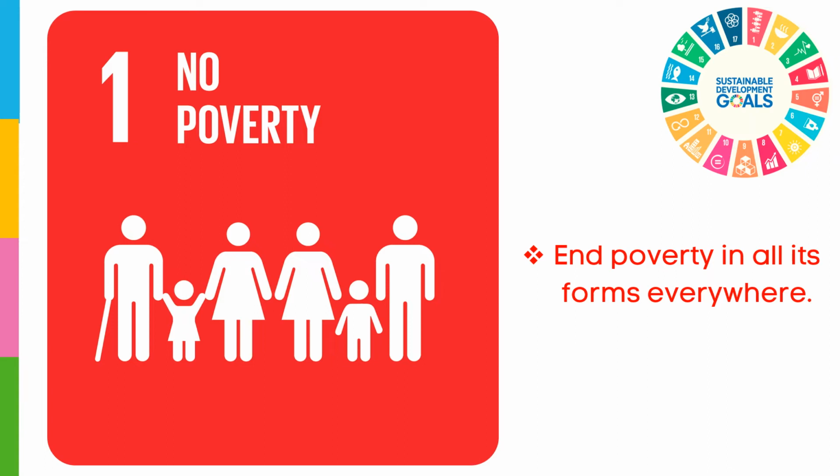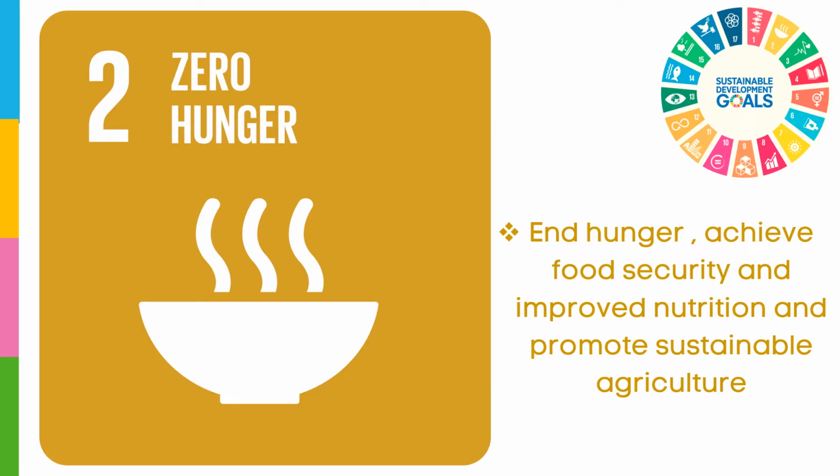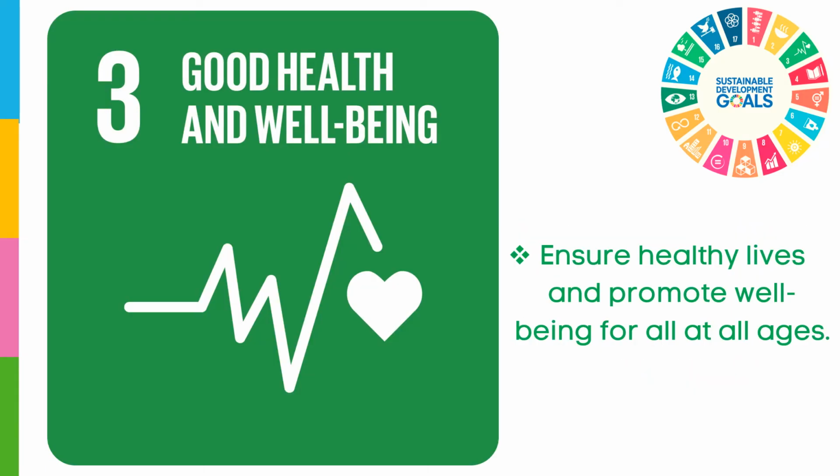First one is no poverty. Main goal is to end poverty in all its forms everywhere. Second, zero hunger. Main goal is to end hunger, achieve food security, and improve nutrition and promote sustainable agriculture. SDG 3, good health and well-being. Main goal is to ensure healthy lives and promote well-being for all at all ages.